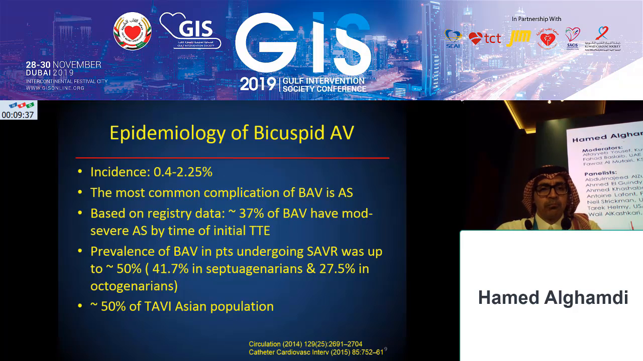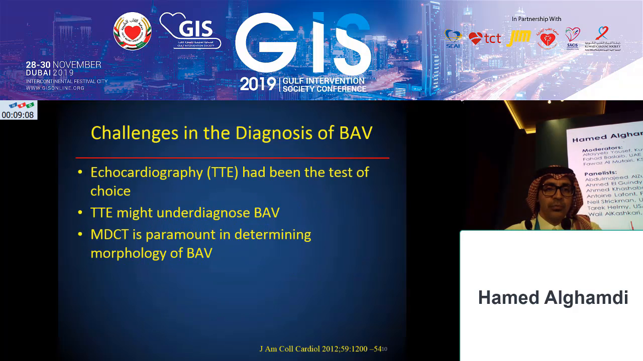As I said, the incidence is huge for bicuspid aortic valve, one of the commonest, if not the commonest, congenital anomalies. Most of those patients, by the time they get their first echo, would have moderate to severe aortic stenosis. The prevalence of bicuspid aortic valve in patients undergoing TAVR was up to 50% overall. There were almost 42% of septuagenarians and almost 30% of octogenarians. So we're talking about a fairly large number of patients.